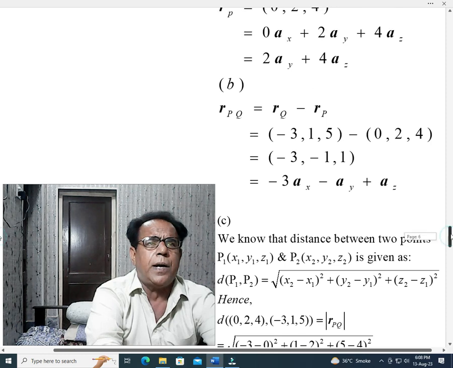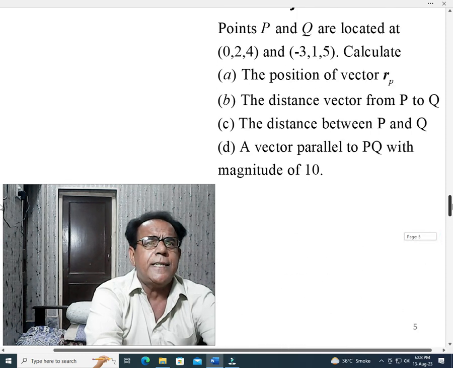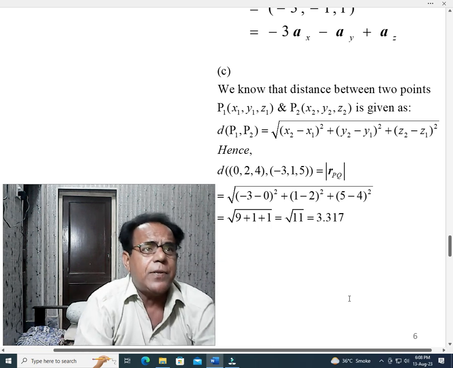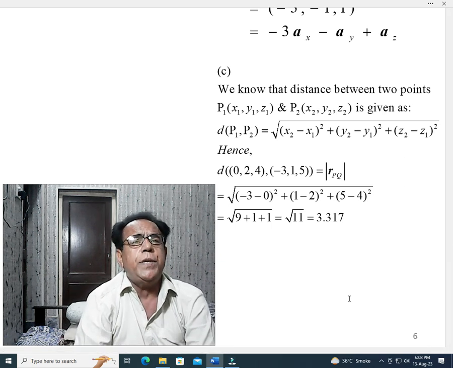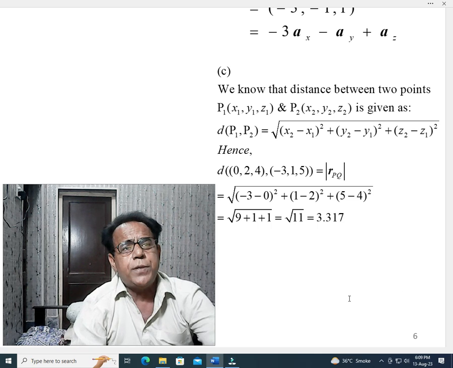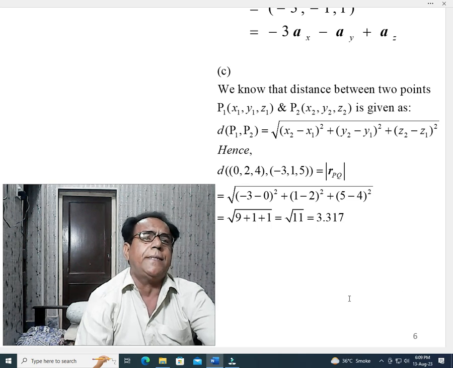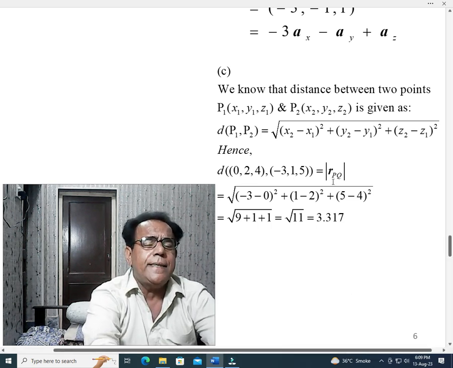Now we come to part C. Part C is the distance between P and Q. We know that the distance between two points P1 (X1, Y1, Z1) and P2 (X2, Y2, Z2) in 3 dimensional space is given as D(P1, P2) equals the square root of (X2 minus X1) squared plus (Y2 minus Y1) squared plus (Z2 minus Z1) squared. Hence, the distance between this and this is equal to the modulus, or magnitude, of RPQ. It becomes equal to the square root of 11, which is 3.317. This is part C.